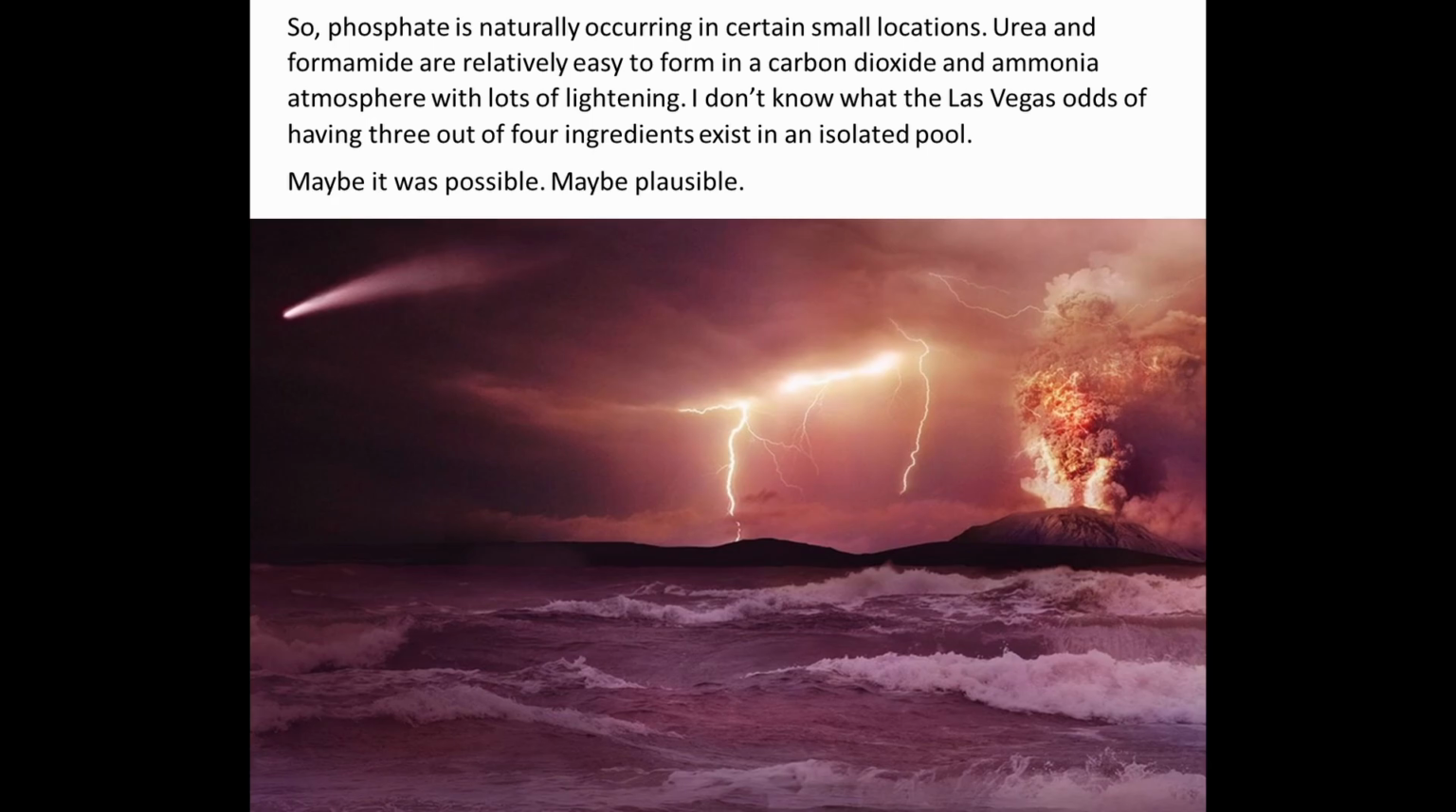So, phosphate is naturally occurring in certain small locations. Urea and formamide are relatively easy to form in a carbon dioxide and ammonia atmosphere with lots of lightning. I don't know what the Las Vegas odds are of having 3 out of 4 ingredients exist in an isolated pool. Maybe it was possible. Maybe plausible.